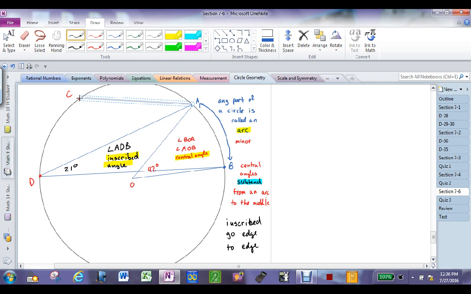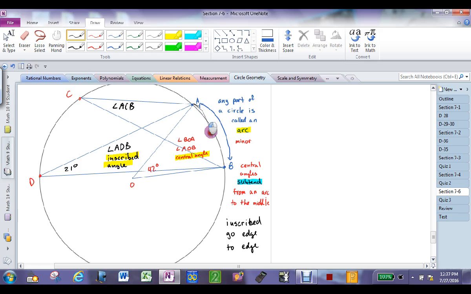And make the chord BC. I have made yet another angle, haven't I? There are so many lines. Angle ACB. Is that inscribed or central? It's inscribed because it goes edge to edge.